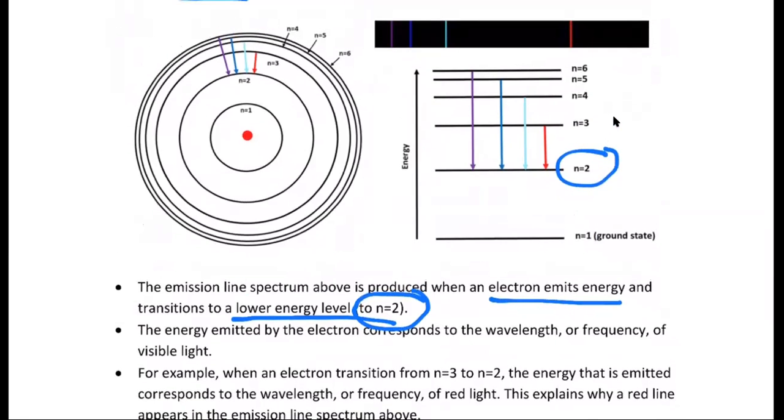But what you need to know is that if we look at this red line, okay, we talked about on the spectrum that red has the lowest energy, okay, of all the visible wavelengths of light.